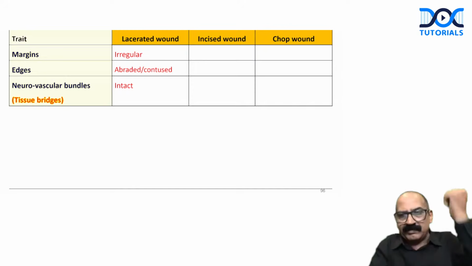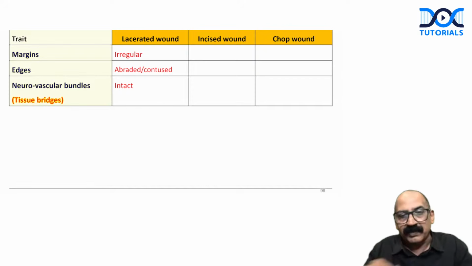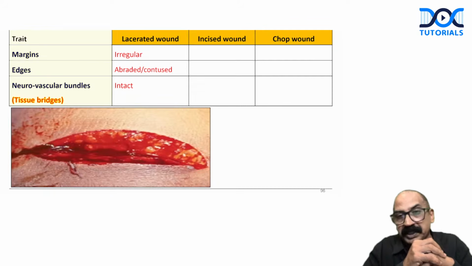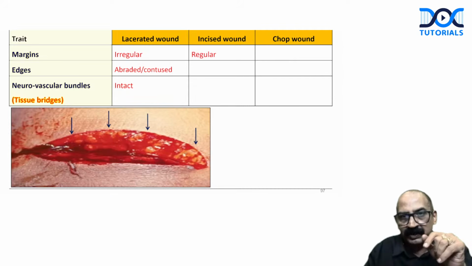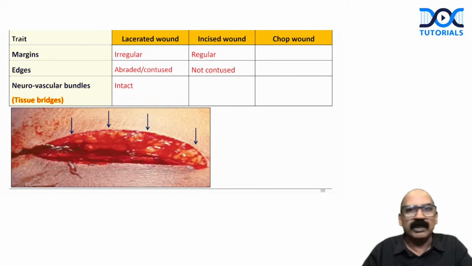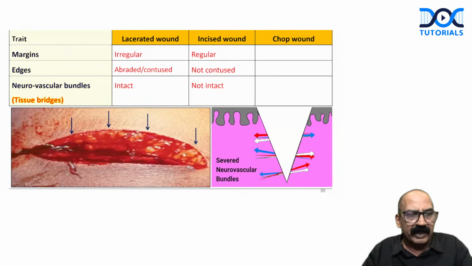If you take a knife and cut, margins are regular. Meantime, there is no invagination. Edges are not contused or abraded. At the same time, neurovascular bundles are not intact. Okay, understood? Chop wound. Look here, this is a diagrammatic representation where you can see each and everything is cut neatly. Okay.